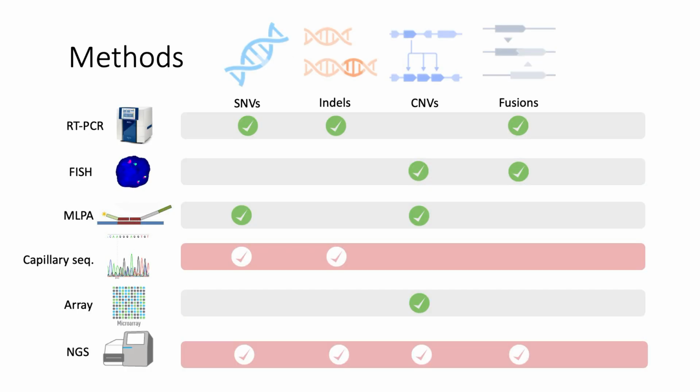And for each biomarker group, there is a method that is optimal for detection of that biomarker. For example, real-time PCR is good for point mutations, insertions, deletions, and fusions. Capillary sequencing, or Sanger sequencing, is mostly for the first two. But we have FISH, we have MLPA, we have arrays, and we have next-generation sequencing, which has the promise of detecting all kinds of biomarkers in theory, and it's proving to be very valuable.